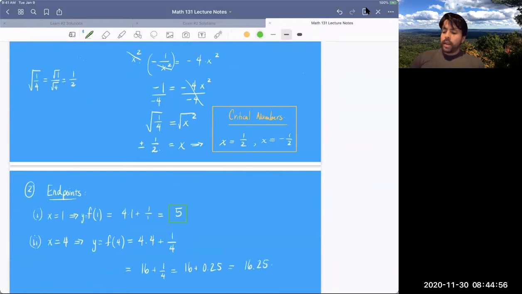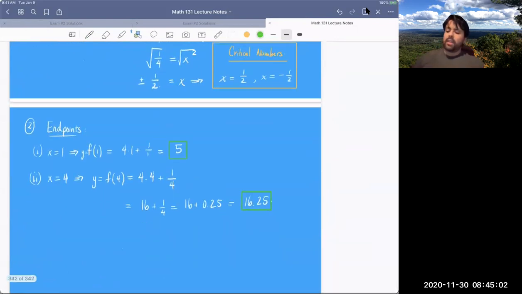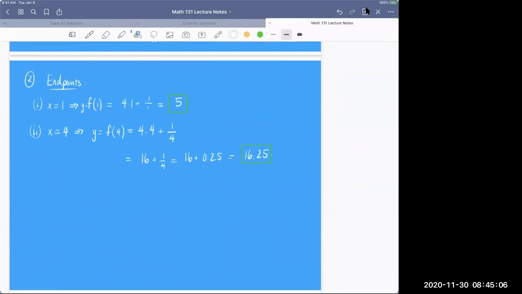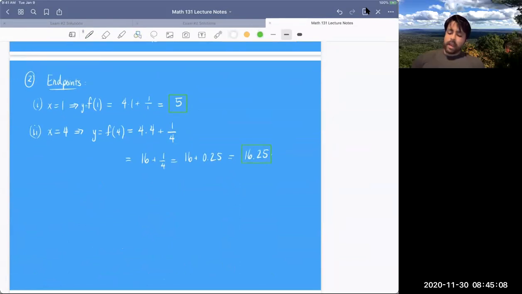The reason why I write it as a decimal is because it's easier to compare than fractions. Fractions are not that easy to compare as opposed to comparing them as decimals. So that's that. And now let's look at the critical numbers.